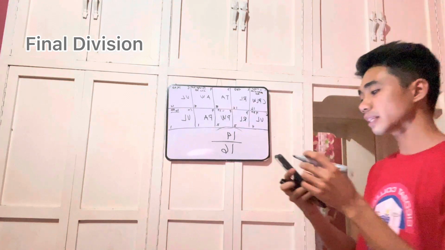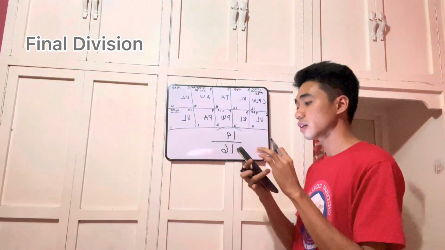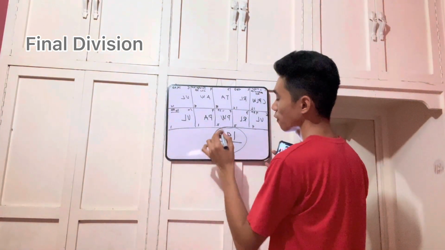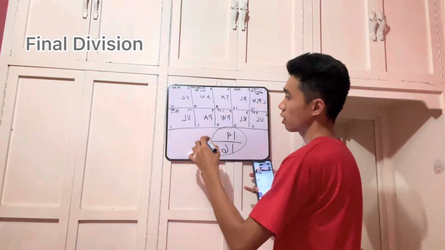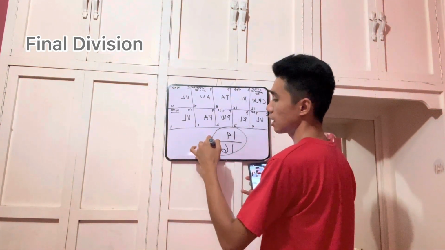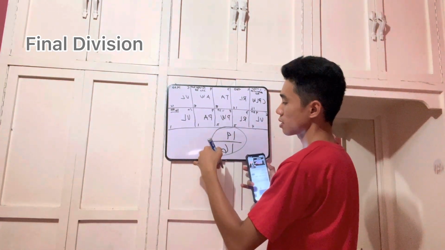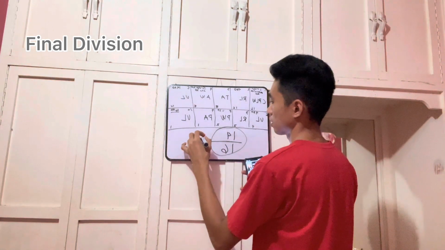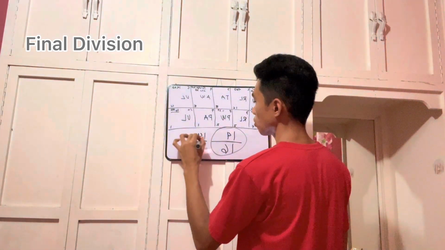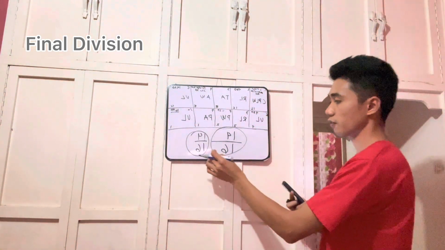Pag sinabing final, focus on our little finger. So, this will be the final answer on how to get the final division. The final division is 14 over 16. This will be the final answer.